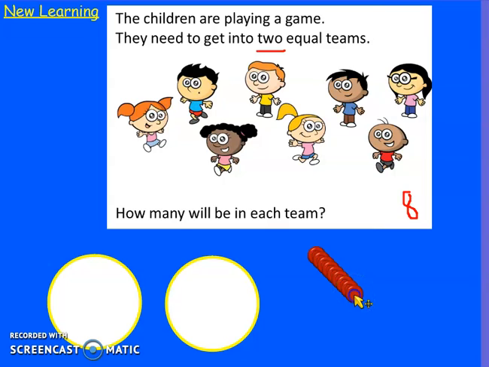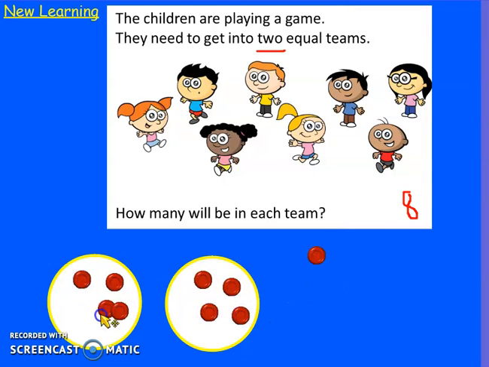Do it with me by drawing the circles or dots in your book. 1, 2, 3, 4, 5, 6, 7, 8. That's all that we need because there are 8 children. We've shared them equally into 2 groups. What does this representation show us?